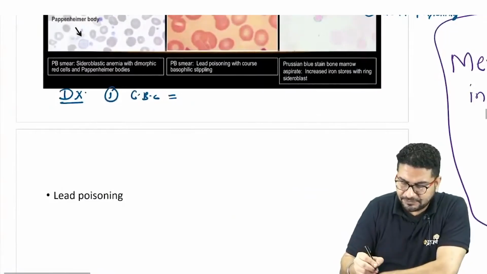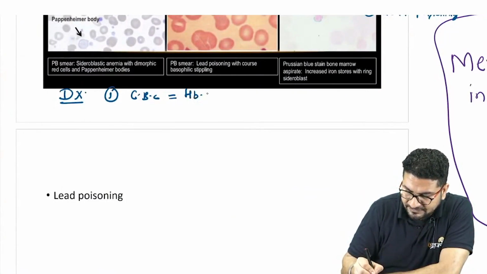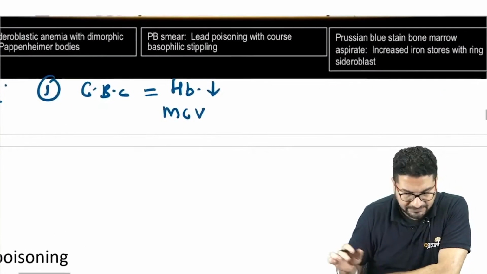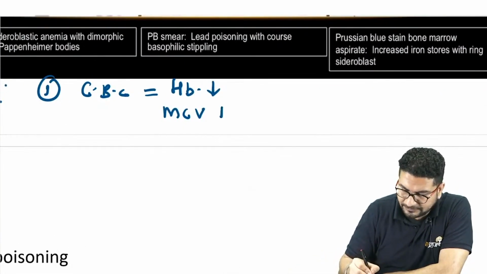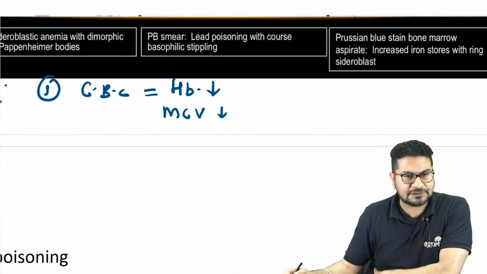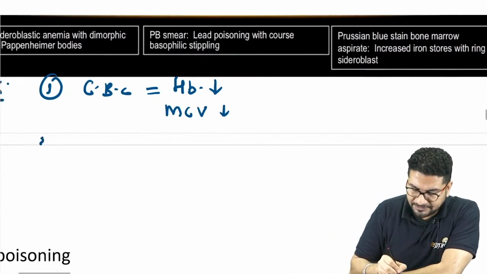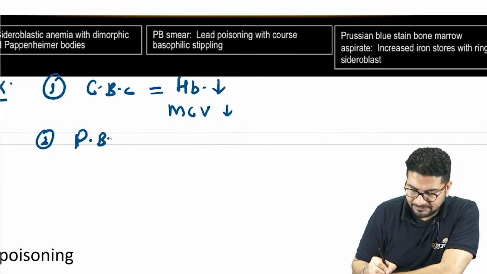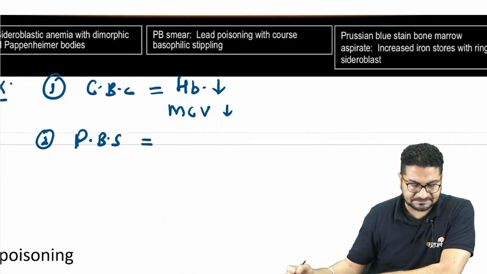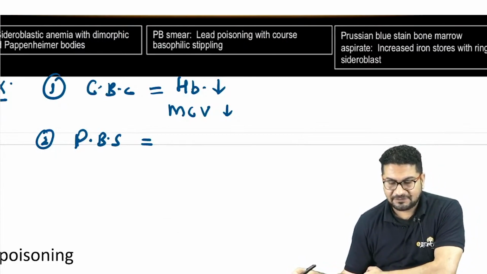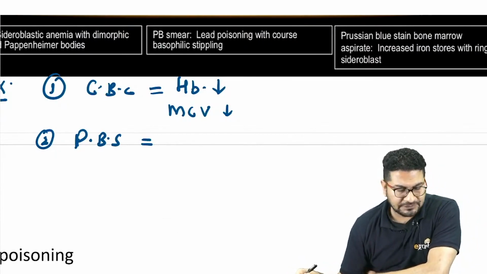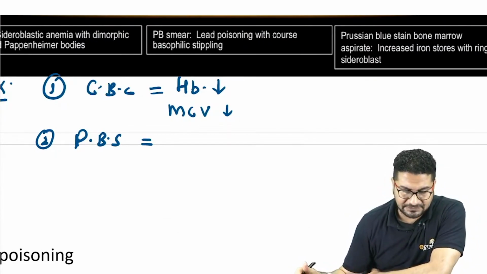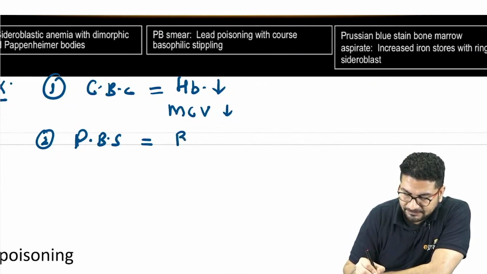In the CBC, hemoglobin is definitely decreased. Tell me MCV. MCV will also decrease. Clear? Then immediately you will go for a peripheral blood smear, PBS for short. In the peripheral blood smear, what will you see? You will notice basophilic stippling.